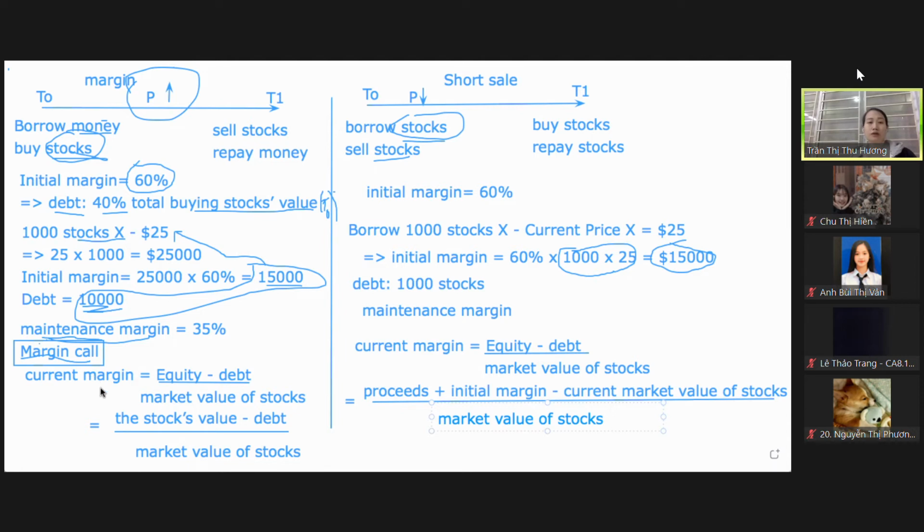Okay, so now let's practice. Determine the current margin if the market price is $35, and we calculate if the price is $15. Now calculate the current margin.